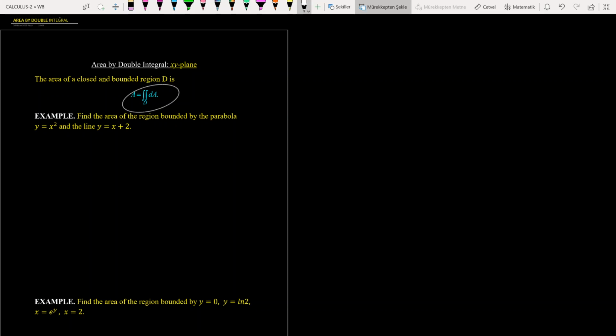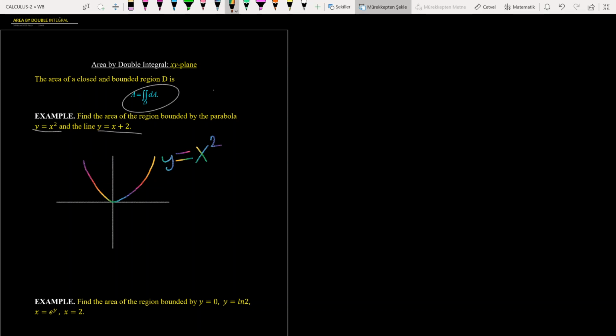Find the area of the region bounded by the parabola y equals x squared and the line y equals x plus 2. Let me first sketch this region. This is the xy axis, and this is the famous parabola y equals x squared.